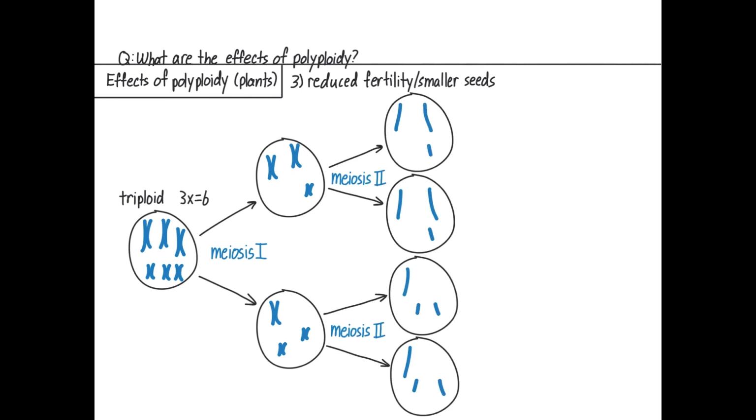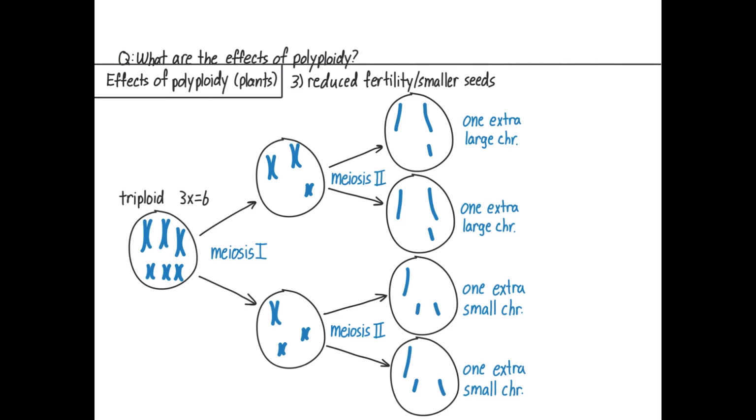When these cells go through meiosis II, some will have 1 extra large chromosome, while some will have 1 extra small chromosome. As we know from our study of aneuploidy, abnormal numbers of chromosomes reduce the viability of the gametes and cause the spontaneous abortion of embryos, reducing the fertility of that organism.